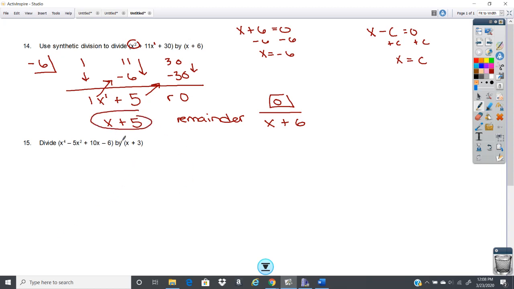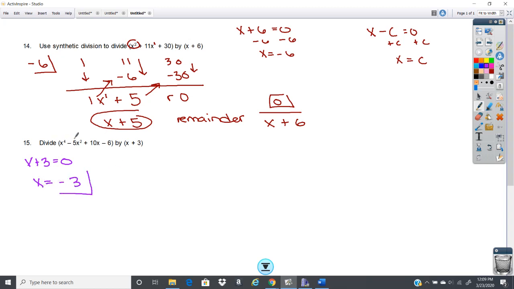All right, your next one, you have x plus 3. So if we did that, we would go x plus 3 equals 0. Let me get a different color here, purple. And that would give you a -3. So we're going to house the -3.